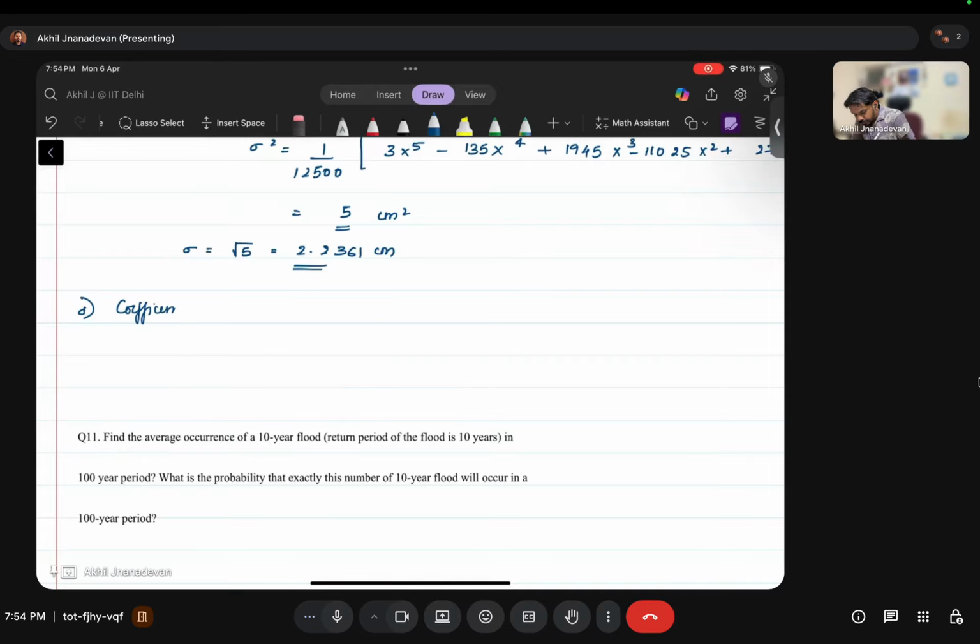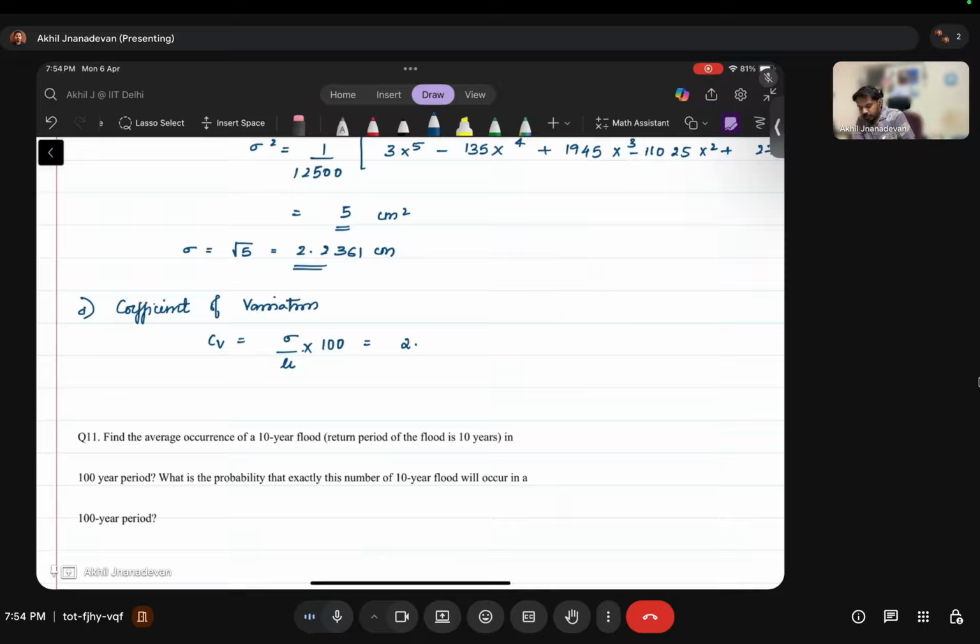Okay, so next is coefficient of variation. So coefficient of variation is straightforward. It is represented by CV. It is just the ratio of our standard deviation and mean, represented in percentage, into 100. With respect to the mean, how much is the variation? So it is very high.